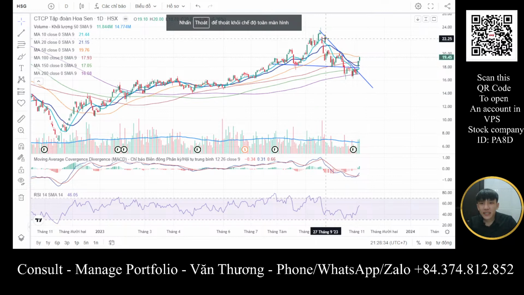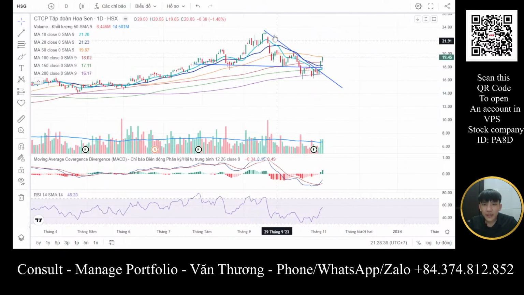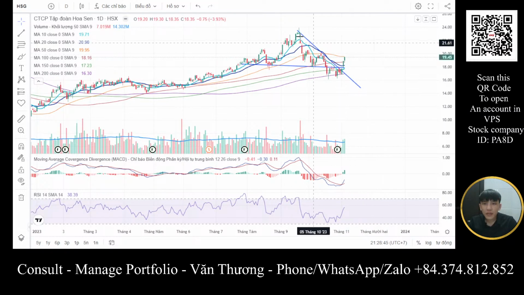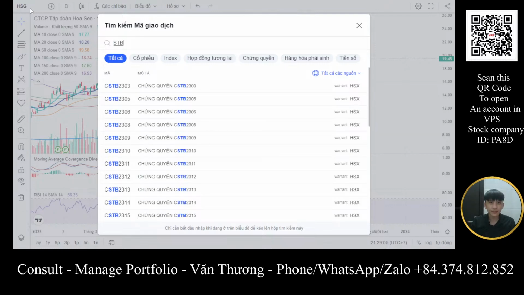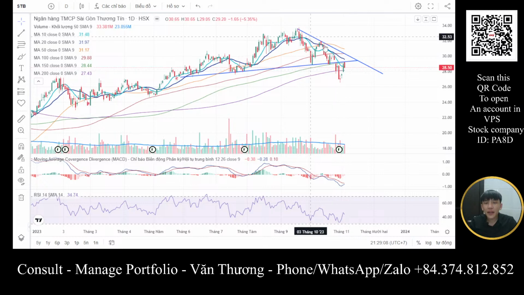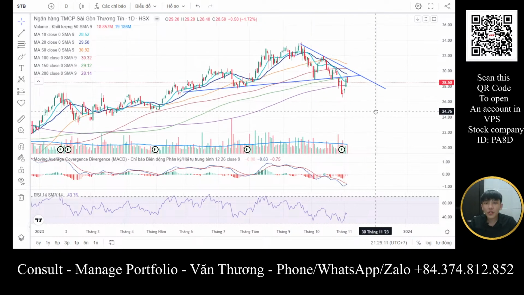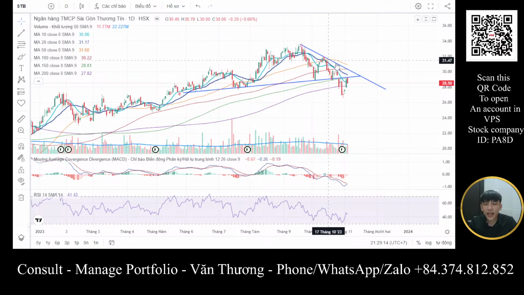Okay, this stock doesn't set up in here, so it's just a day of recovery, right? This stock is better, right? But this stock has to consolidate in here before it can move up. And the other sector is bank, STB. STB is in a downtrend, right? And right now this stock cannot lead the market.